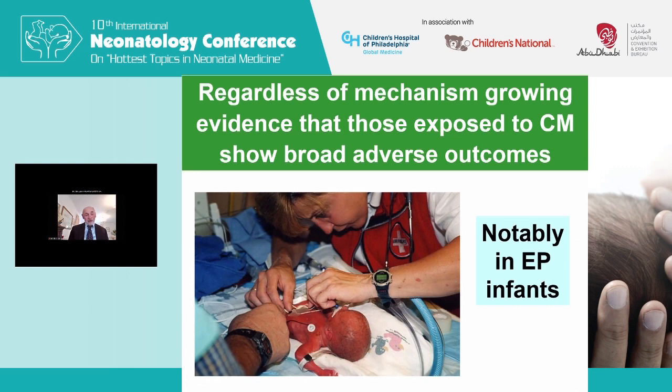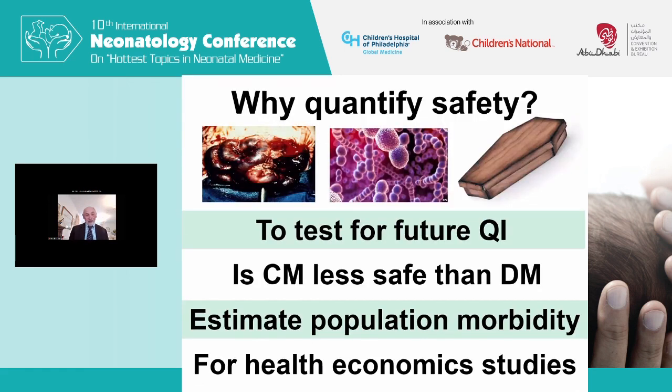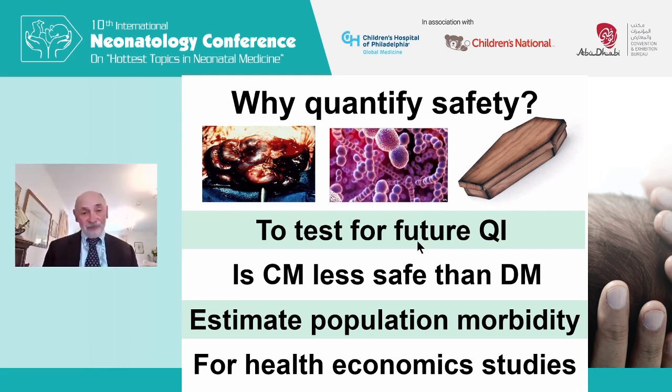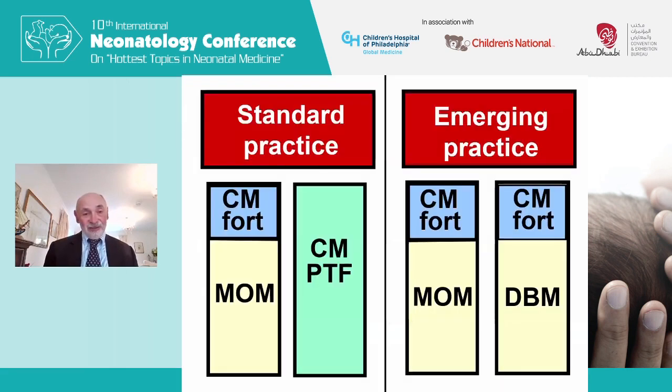So part of my objective in the first part of my talk was to use good study designs to quantify the adverse impact of cow's milk products. So why would we want to quantify safety here? Well, the first is to test for quality improvement. A modern trend in preterm infant feeding, supported by official recommendations, is to use donor breast milk if mother's milk is insufficient.